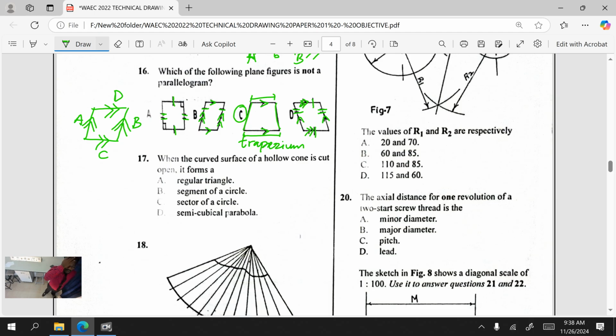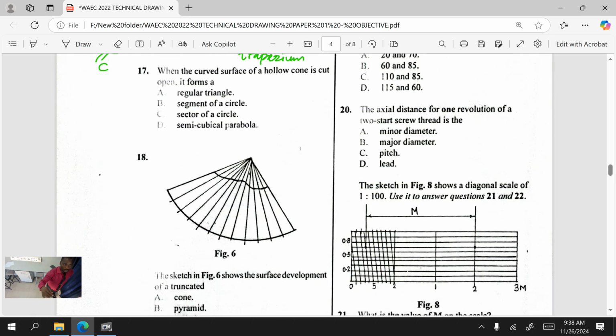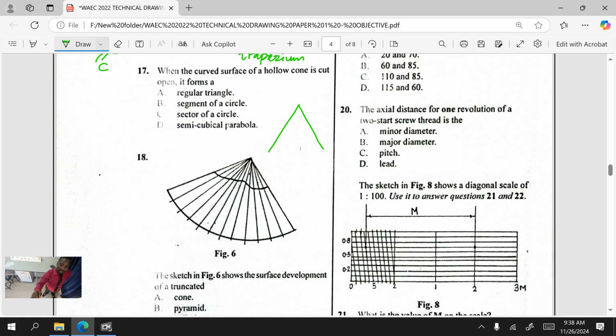Question 17. The curved surface of a hollow cone. Look at a cone. This is the shape of a cone. Can you see that? A cone. Hollow means there is a hole inside, there is space inside, it's not covered, it's not closed. So when we cut it open, what does it form? It is what I've just drawn.